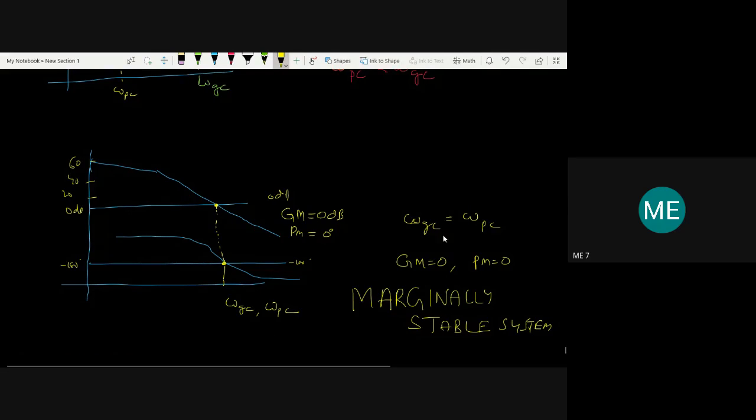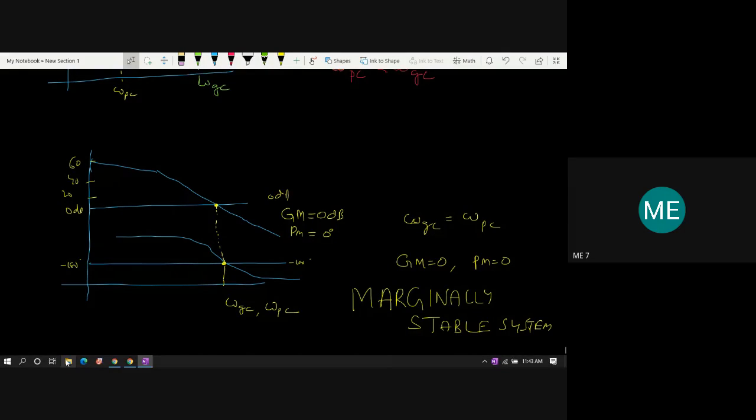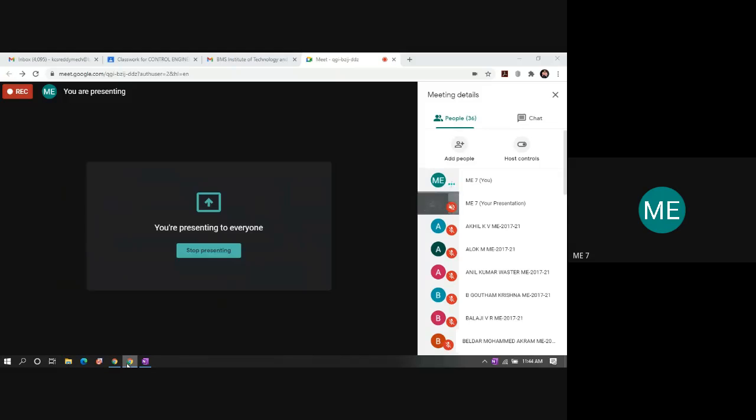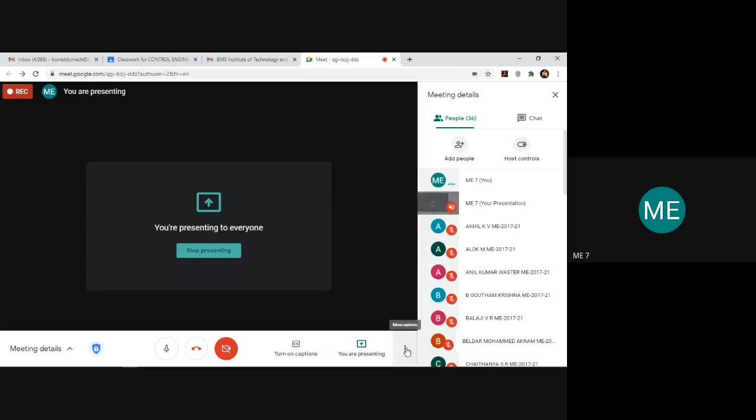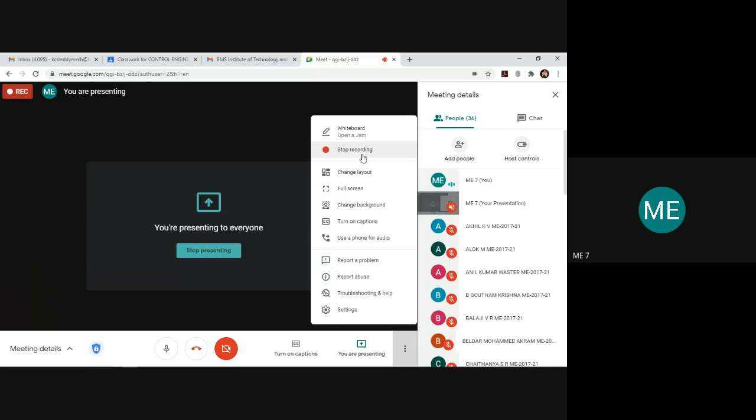With this, we'll stop today. At least you have an idea about how system stability can be studied and how to sketch the Bode plot. I'll stop today. Next class we'll discuss the construction of the Bode plot.